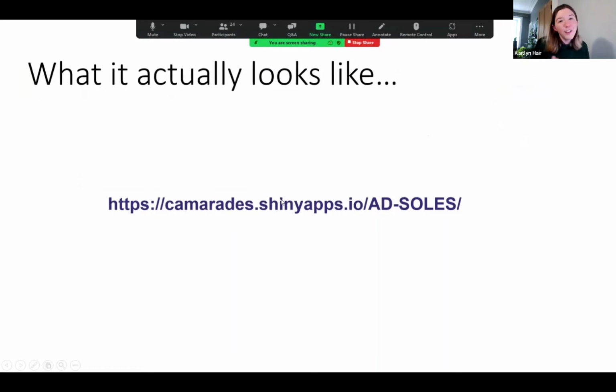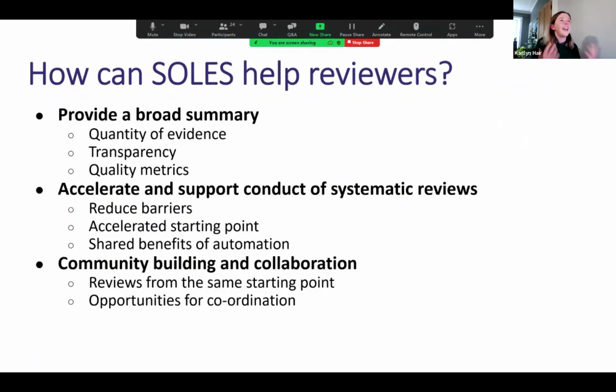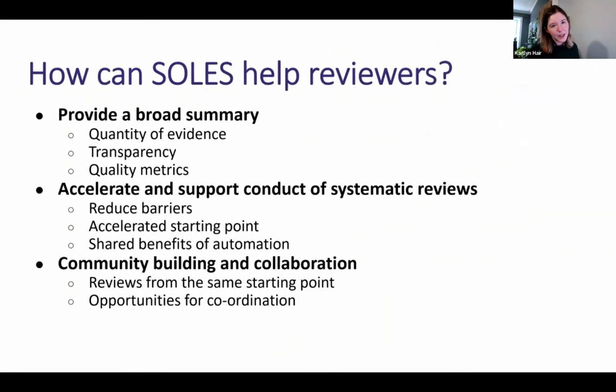So now you've seen what it actually looks like. This is what these platforms look like. I just want to talk about how this can actually help systematic reviewers. And I've touched on this a little bit already. But SOLES really are there to provide a broad summary of evidence in a given research space. It gives you an idea of the quantity of evidence, looking at different models, different interventions, and different outcome measures. It gives you an idea of the transparency of that evidence and a bit of insight into the quality as well, because we measure the reporting of measures to reduce the risk of bias.